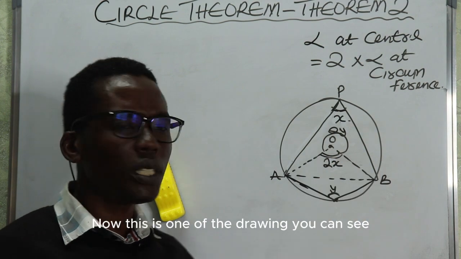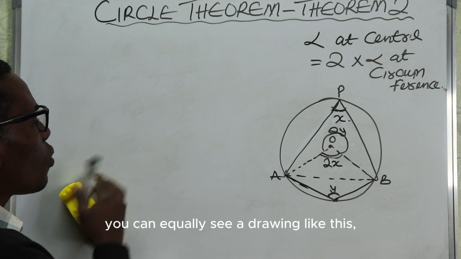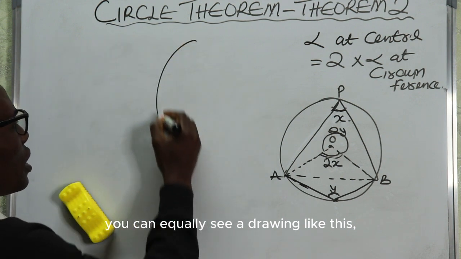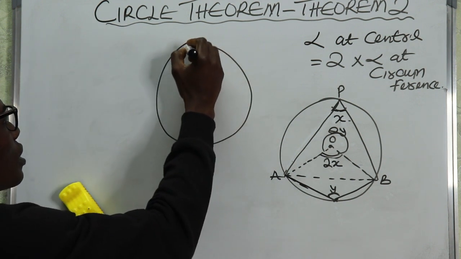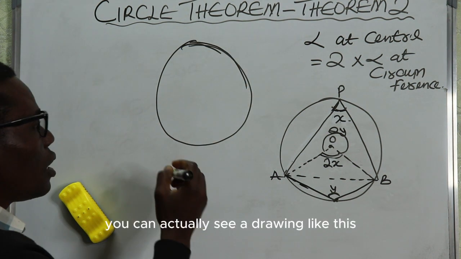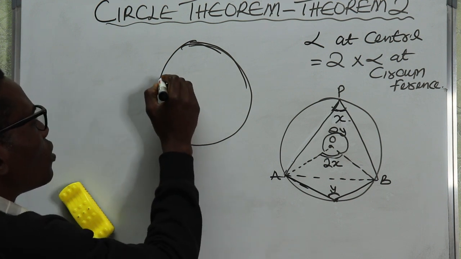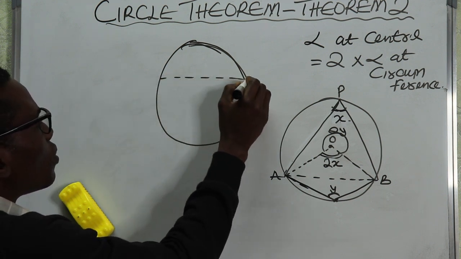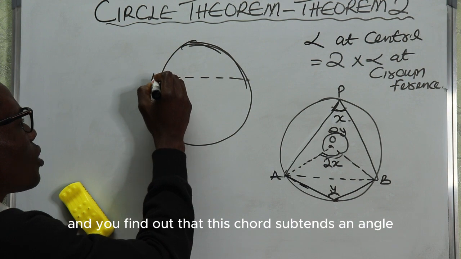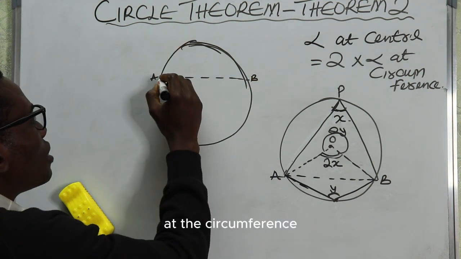Now this is one of the drawings you can see in your exams. In your exams you can equally see a drawing like this, where you have a chord, and you find out that this chord sustains an angle at the circumference.